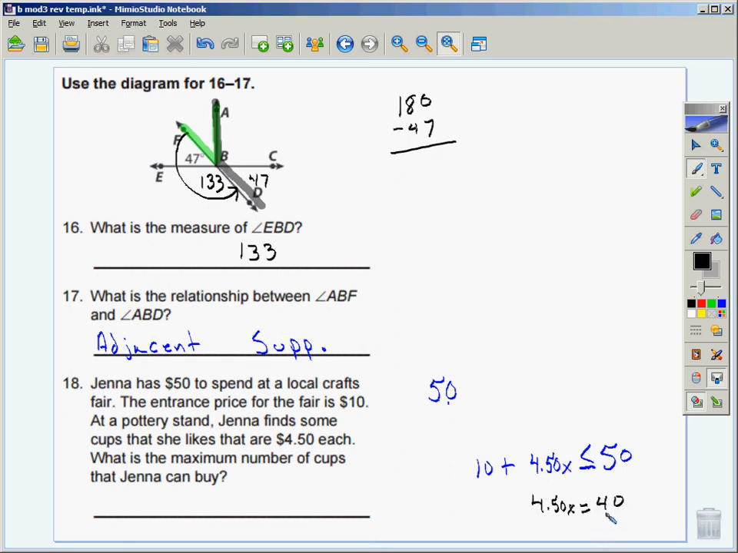And I would take 40 and divide it by 4.5 and find out that x is less than or equal to 8.8. Since she cannot buy a piece of a cup, the maximum number of cups that she can buy would be 8. Again, this is a review question from something we did earlier, but it's not likely to be on our quiz on Friday.